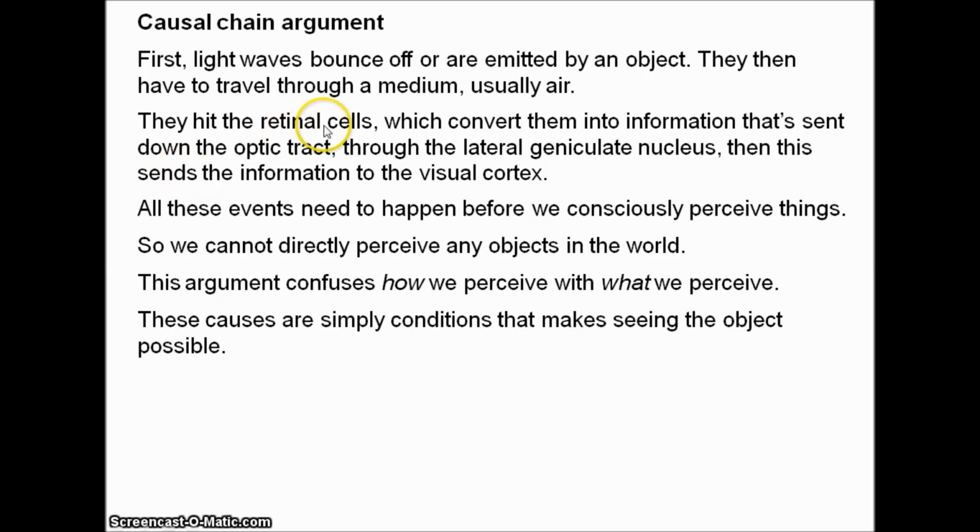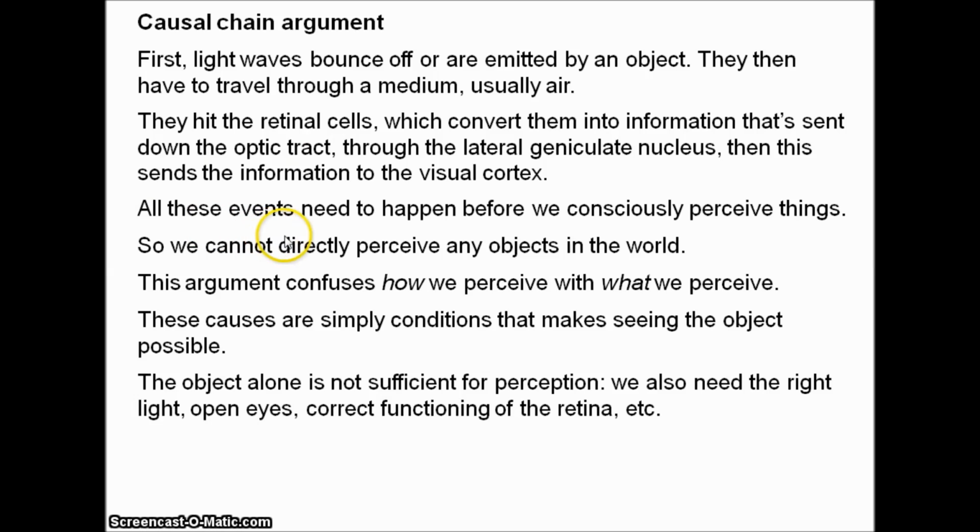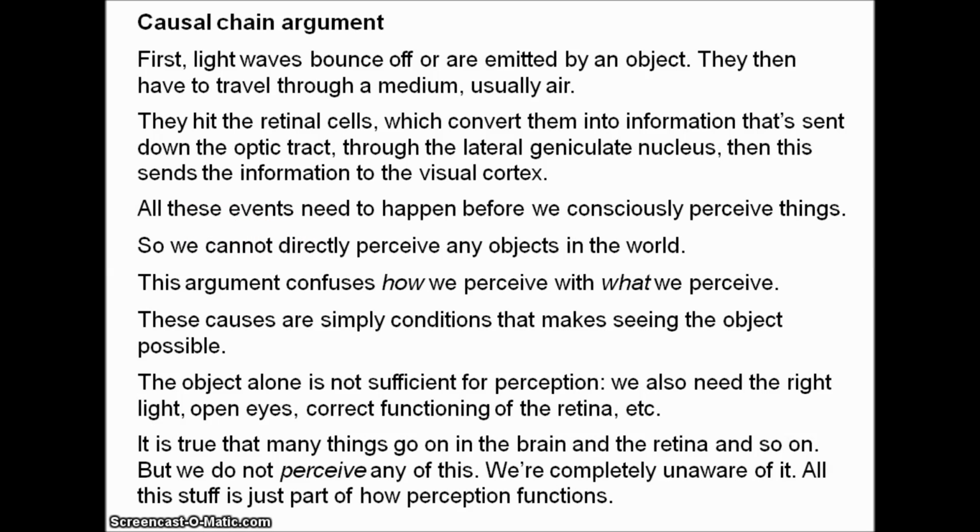So yes, many things go on in the brain and in the retina, but we do not actually perceive any of this. We're completely unaware of all of this. All of this is just part of how perception functions. It's not what we actually perceive. When information is sent down the optic tract, okay, yes, that's necessary for perception.